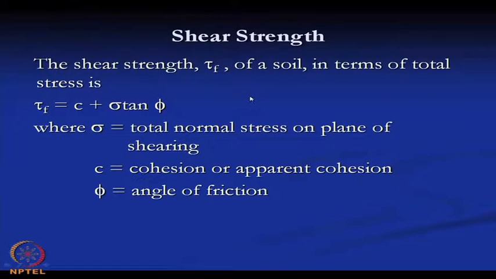The next topic is very important, the shear strength of the soil. Shear strength is generally determined by this expression: the strength is cohesion plus sigma n into tan phi, in terms of total stress. So, C plus sigma, the total normal stress on the plane of shearing, into tan phi. Phi is the friction angle, and C is the cohesion of the soil.